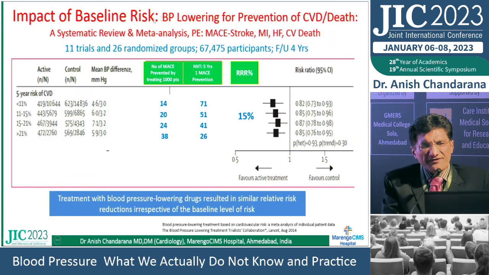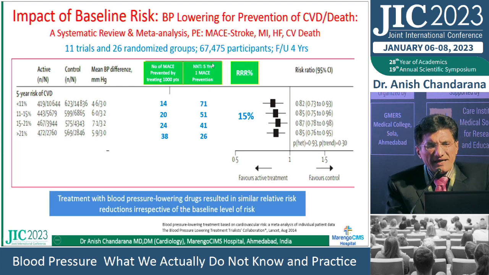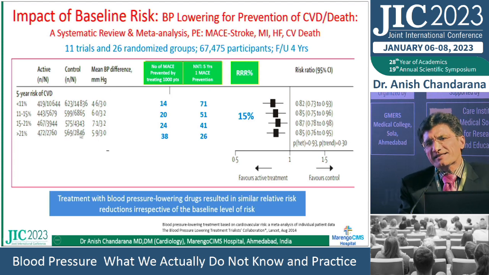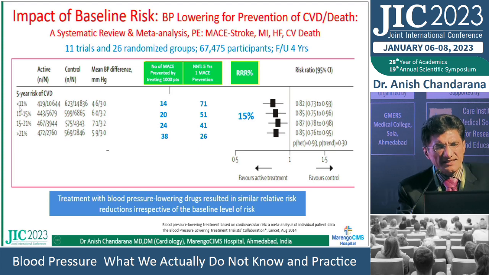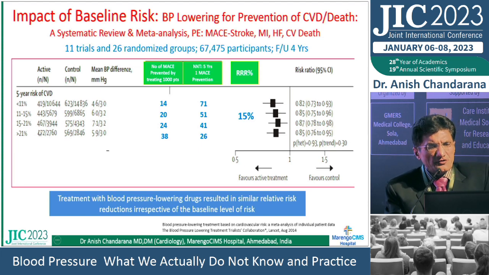Another data, again from the Lancet, 67,000 participants. And here they divided the people by their future cardiovascular risk. Nothing about blood pressure. They were hypertensive or normotensive, smokers, diabetes, no diabetes. They just took people and segregated them into 4 risk categories: less than 10%, 10 to 15%, 15 to 20%, and more than 20% as far as future risk is concerned.